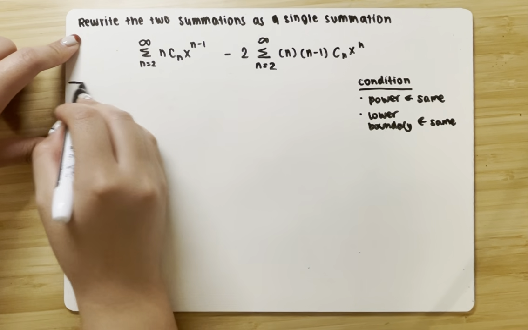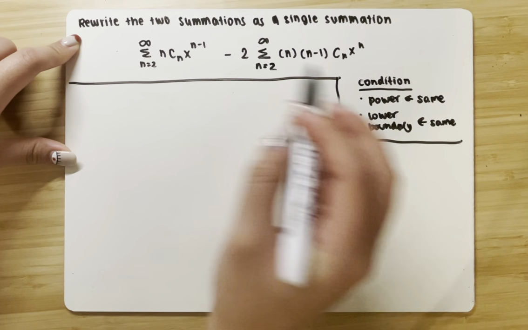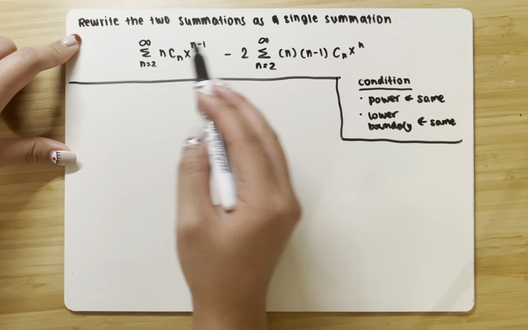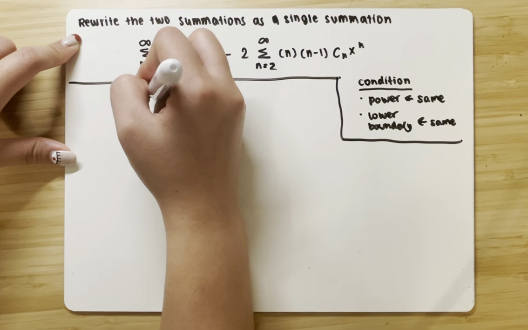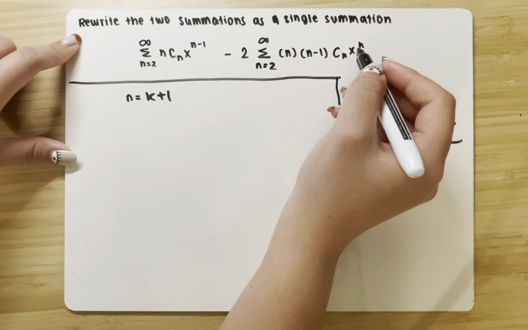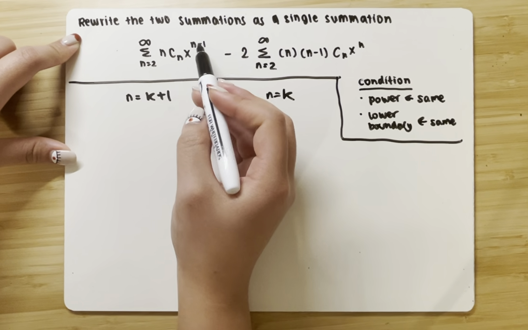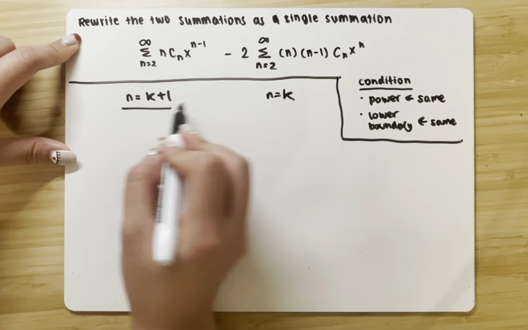To do that, let's begin by making the power the same. So what can we substitute in for n in order for these two to be the same power? n has to be k plus 1 here, and then n has to be k here, because k plus 1 minus 1 is k. k is k.